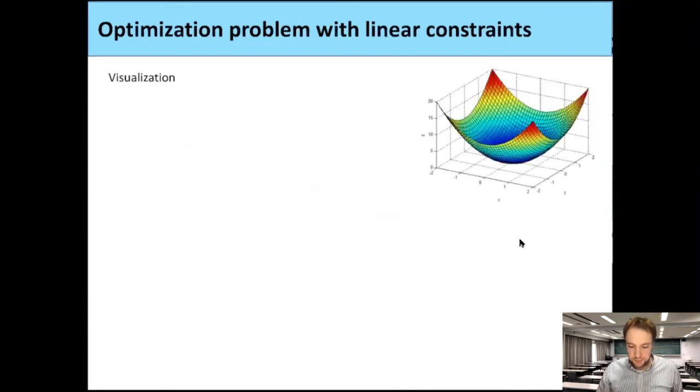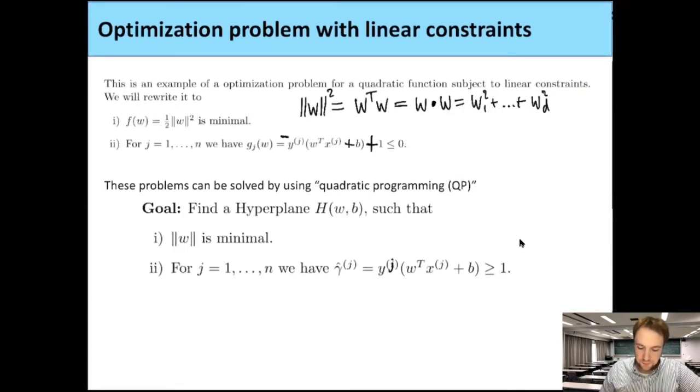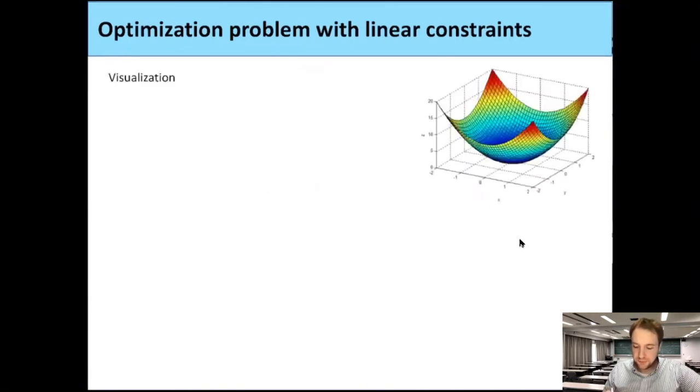Okay, and so how does such a problem look like? So this function here is something quadratic in W. So here we have a sum of squares. So for example, let's consider the case d equals 2, for example. Then the graph of this thing here would be, for example, W1 squared plus W2 squared.